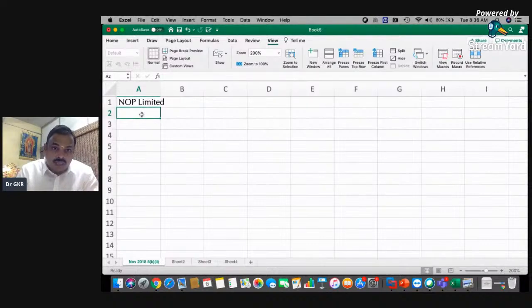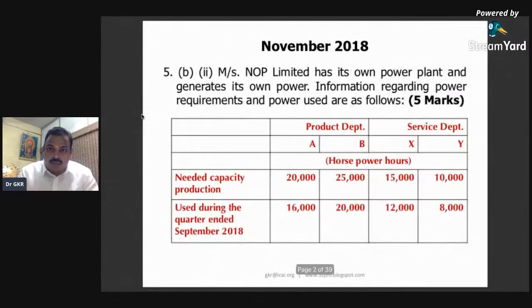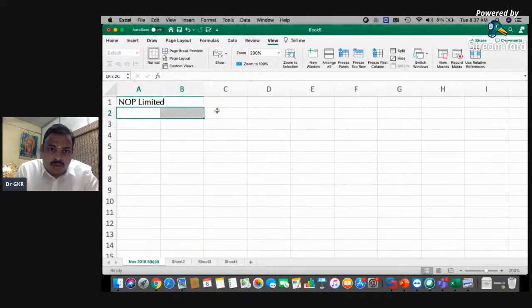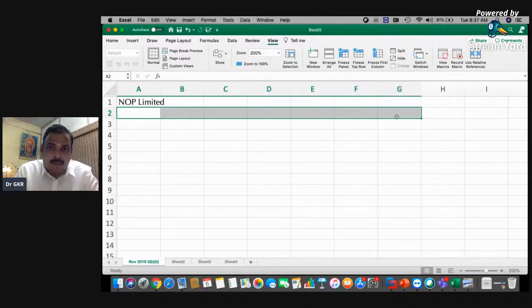So let us do this, guys. How many departments do we have? We have 2 production departments and 2 service departments. So we need minimum 4 columns, and we need a total column. We need a basis, and maybe an explanation. So 4 plus 1 total plus 1 basis, plus description. So 7 columns are required. Let us take 1, 2, 3, 4, 5, 6, 7. So let me take the 7 columns.